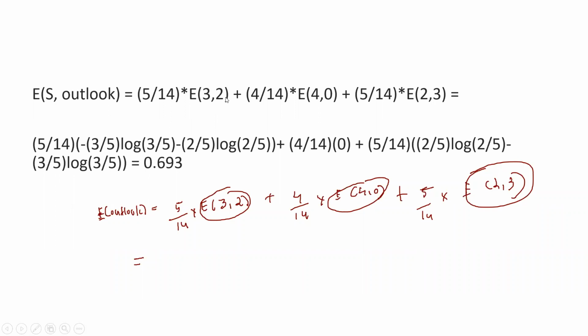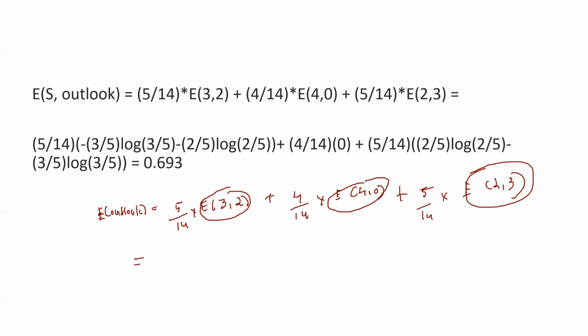Now, how to calculate the entropy we saw previously. 3 plus 2 is 5, so minus 3 by 5 log 3 by 5 minus 2 by 5 log 2 by 5. Plus 4 by 14 into 0, because overall the value is 0 by 4, again it will be 0. So directly we are calculating it as 0. This is very straightforward because here we have 4 comma 0. Then again 5 by 14, that is 2 by 5 log 2 by 5 minus 3 by 5 log 3 by 5. So overall, if we calculate, the entropy for Outlook would be 0.693.